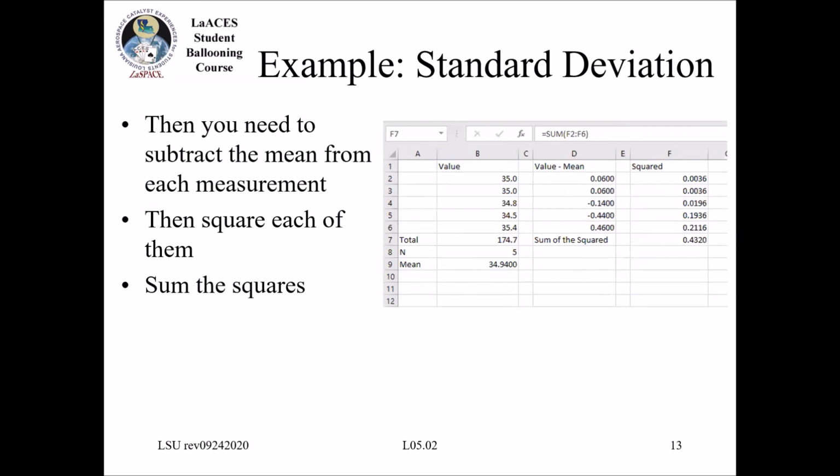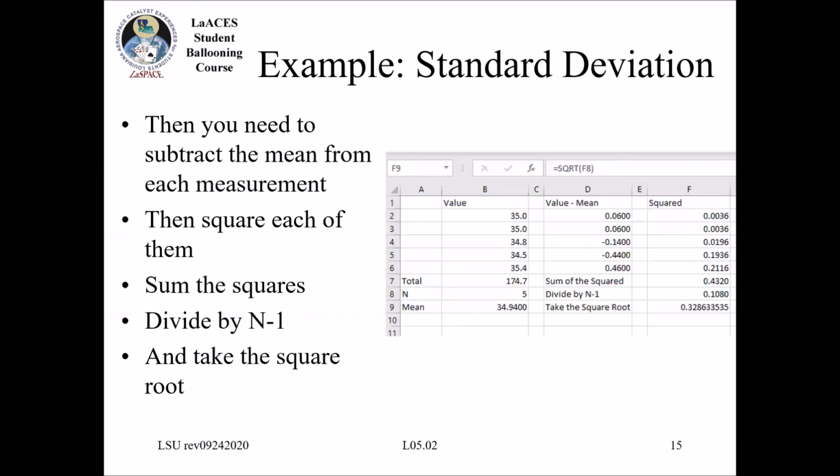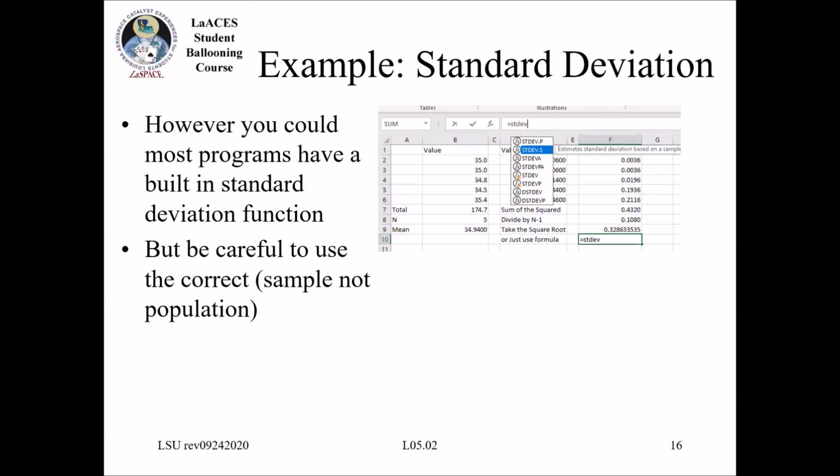And then finally, you're just going to sum up all of those values. You can then divide by n minus 1, and then take the square root of that number. And that is the standard deviation. So you could go through all of this, but most programs actually have the standard deviation function built into them.